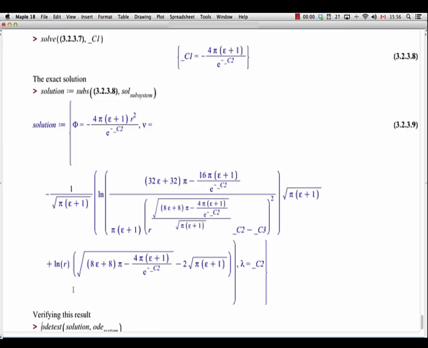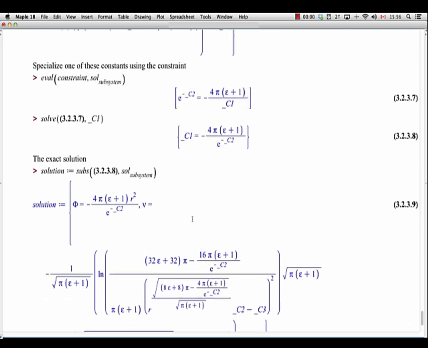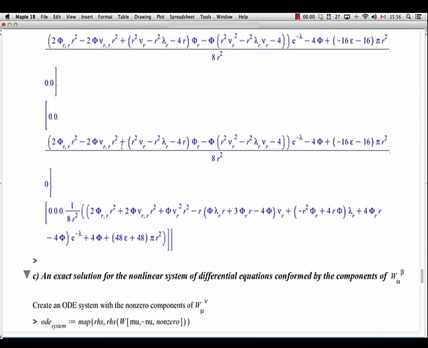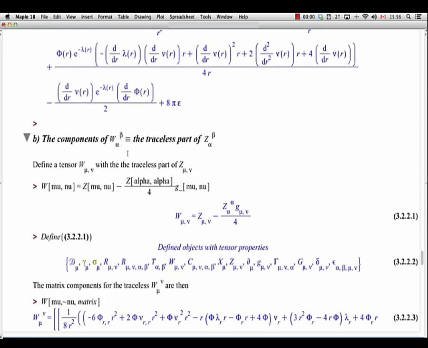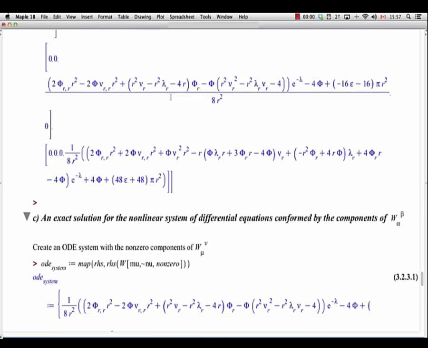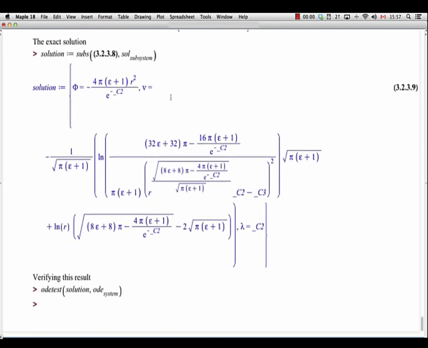and we substitute this into the solution just computed, and in that way we get the solution to our original problem, the system formed with the components of the traceless part of this expression for Z. We want to verify that this result is correct, and indeed, this solution cancels the whole system.